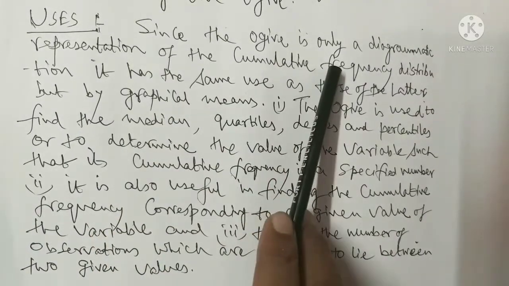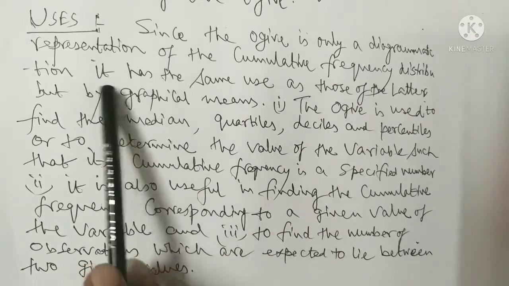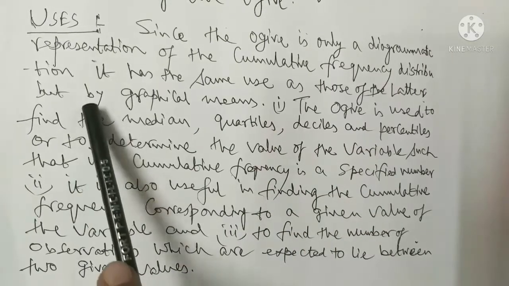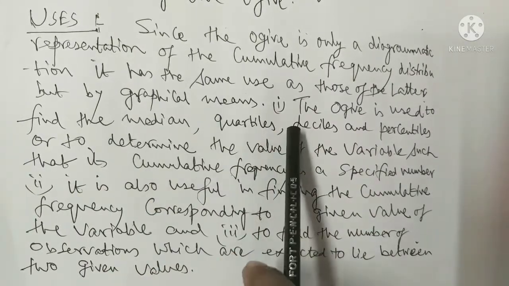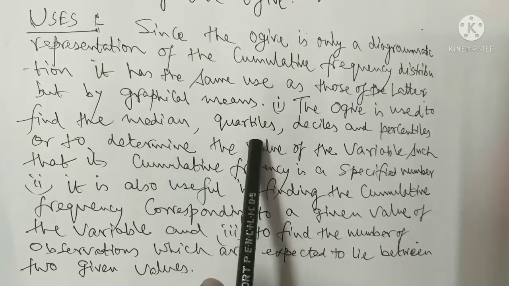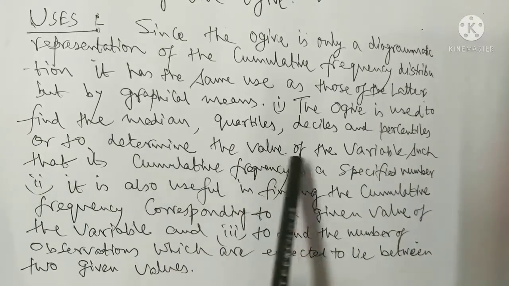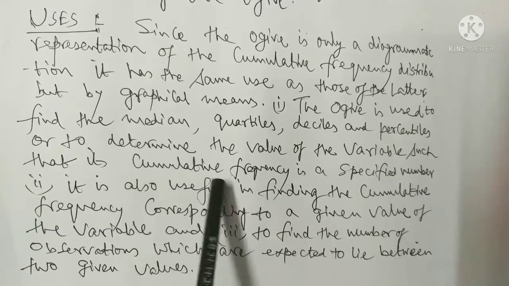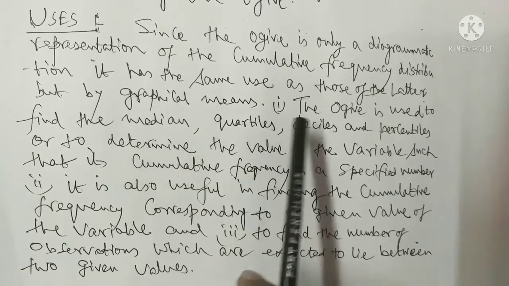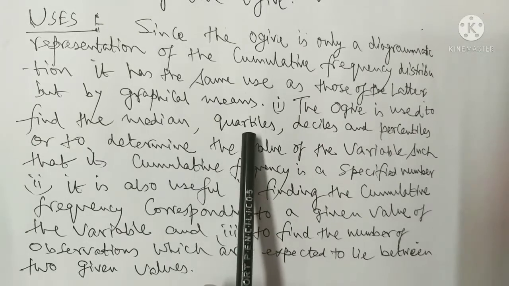Now we will discuss uses of ogive. Since the ogive is only a diagrammatic presentation of the cumulative frequency distribution, it has the same use as the latter, but by graphical means. Number one, the ogive is used to find the median, quartiles, deciles and percentiles, or to determine the value of the variable such that its cumulative frequency is a specified number. Actually, median, quartiles, deciles and percentiles are all generated from the cumulative frequency distribution.